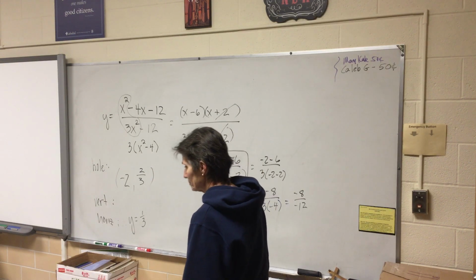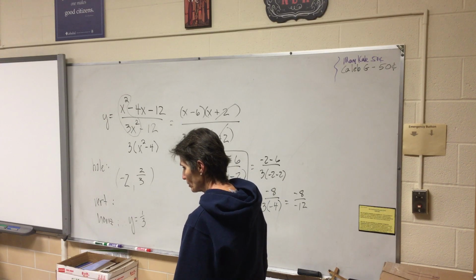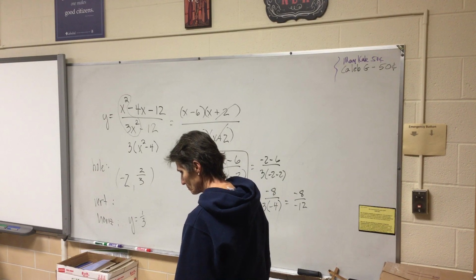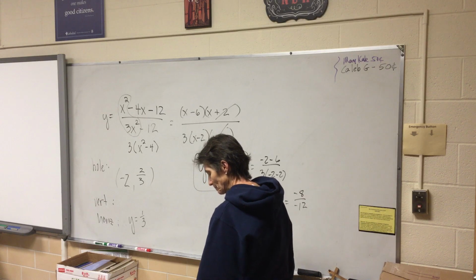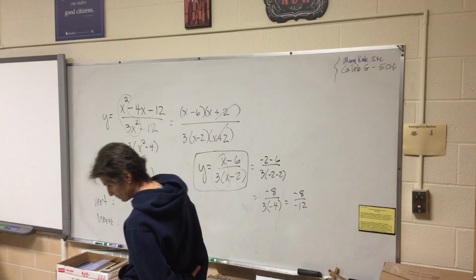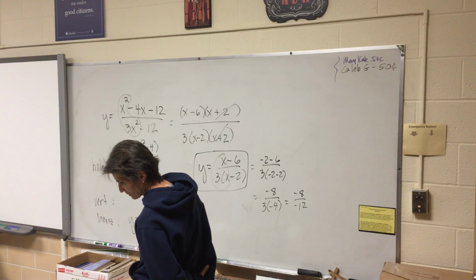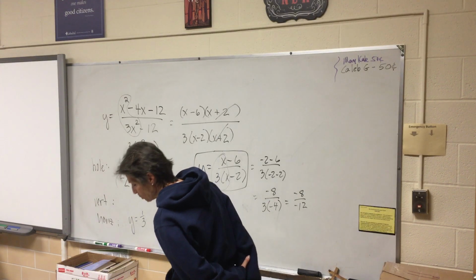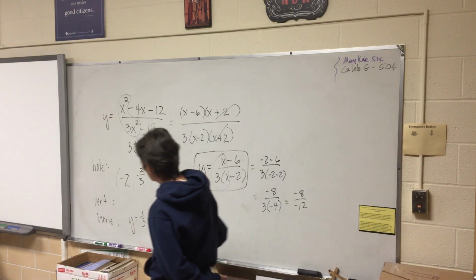You have to write it down. William, how do we find vertical asymptotes? No, you know this. Is a vertical asymptote just one number or is it two? That's one number. And it's x equals 2.